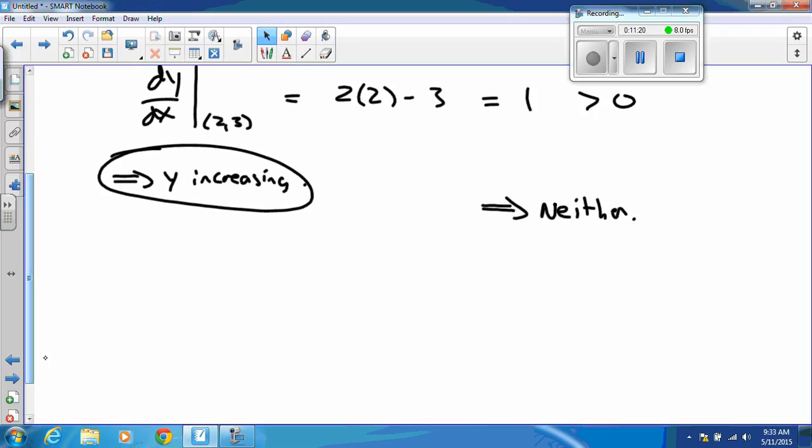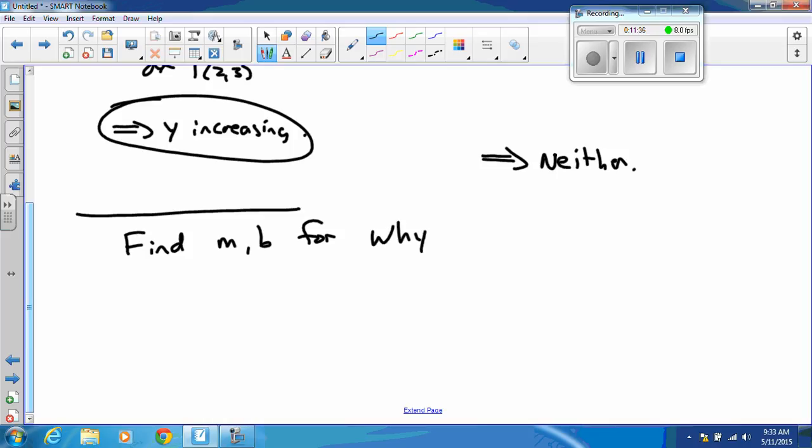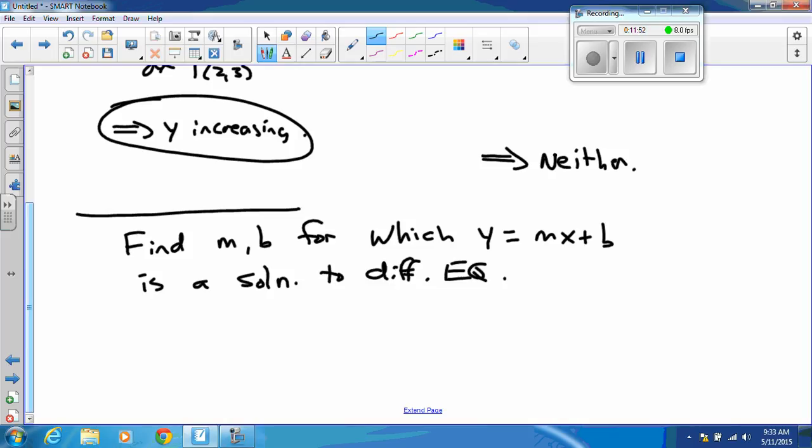Now, part D led to some controversy in the other class. Find values of the constants m and b for which y equals mx plus b is a solution to the differential equation. This was a thought question. We had never done anything like this. Well, possibly we had done something like this, but we had never done anything specifically like this. And so we were left to our own devices, and of course definitions and theorems.